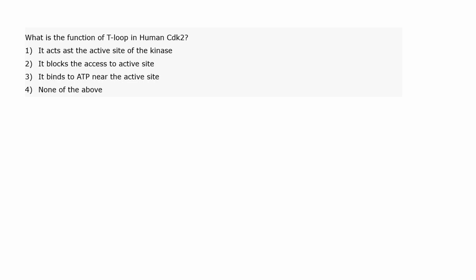What is the function of the T loop in human CDK2? The answer to this question is that it blocks access to the active site.